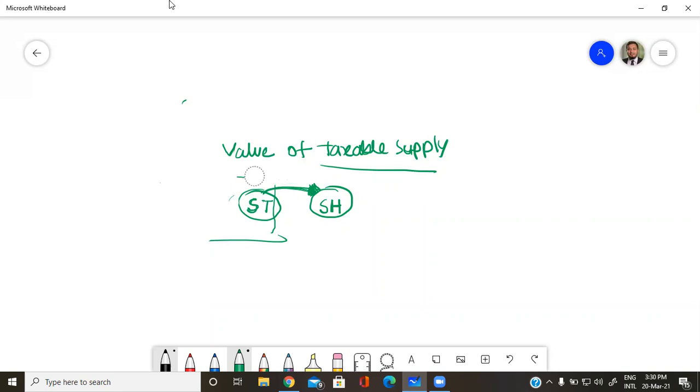There is no problem. But if the difference exceeds 10%, the fair market price should be determined based on the methods provided by the tax authority, or NBR in our country.